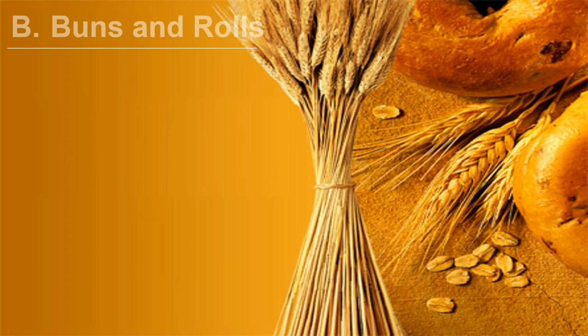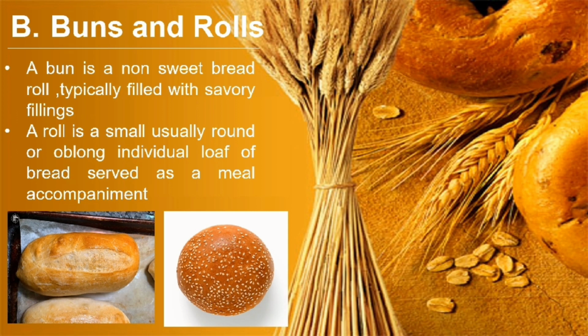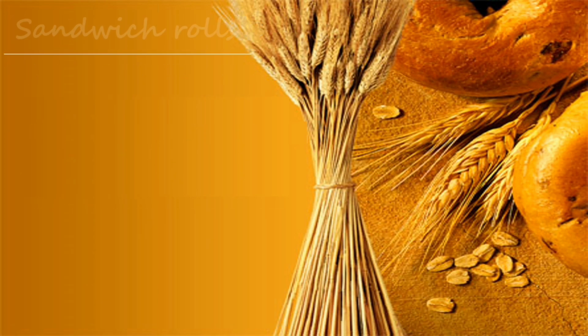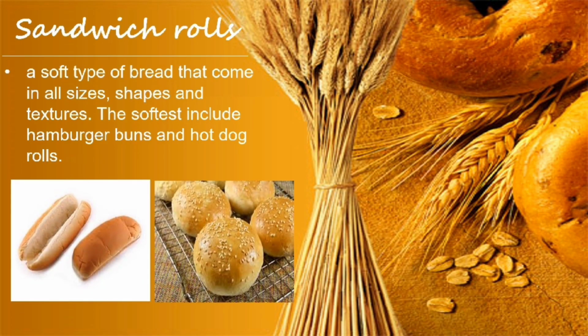Okay, the second major type of bread is the buns and rolls. A bun is a non-sweet bread roll, typically filled with savory fillings, and a roll is a small, usually round or oblong, individual loaf of bread served as a meal accompaniment. The first example of buns and rolls is the sandwich roll. It is a soft type of bread that comes in all sizes, shapes, and textures. The softest include hamburger buns and hot dog rolls.